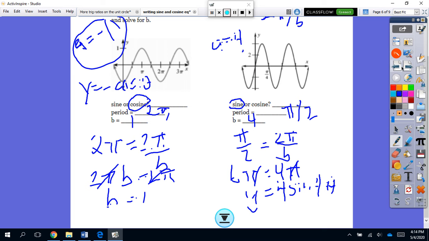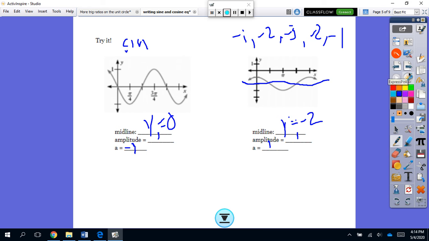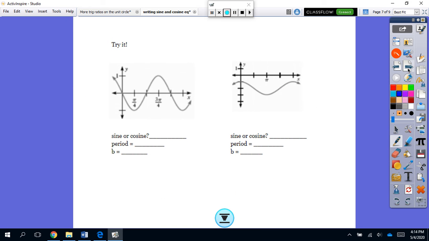Okay, now let's put it all together. First try it. Stop the video and try it. Alright, so this one, again, the midline is 1, and the first point is on the midline, so we're talking about sine. A is 1, and it's negative because it's going down first, so A is negative 1.